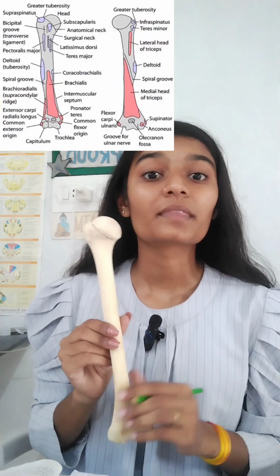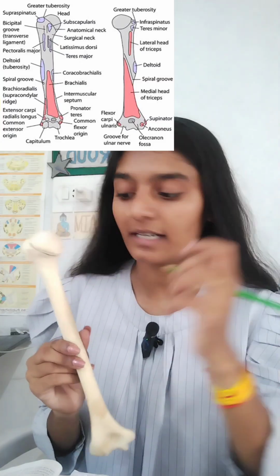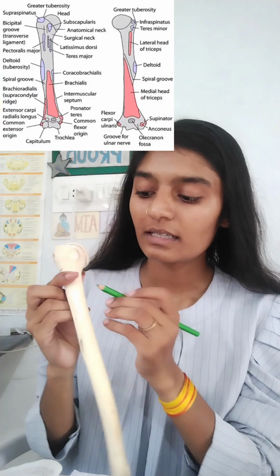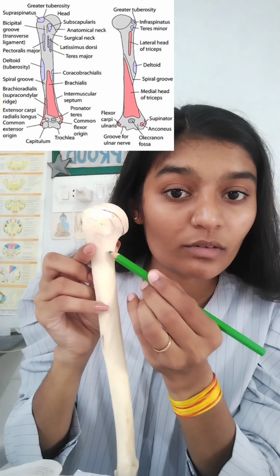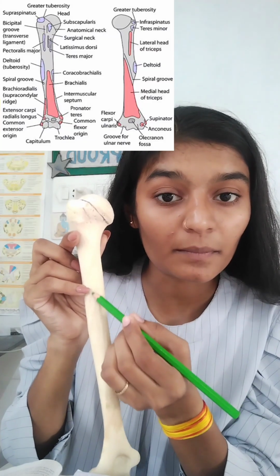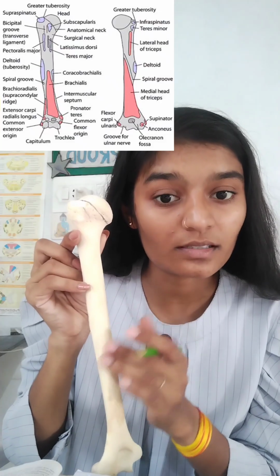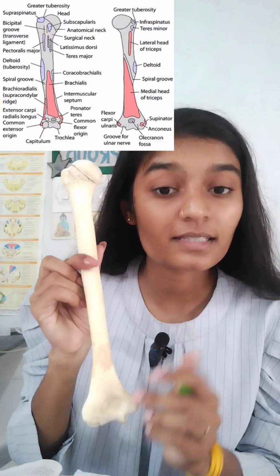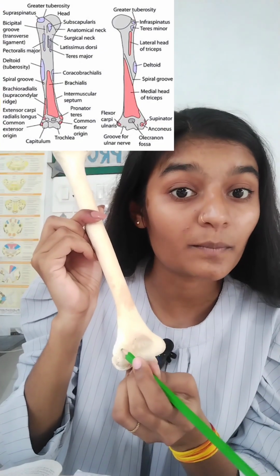And next, the triceps brachii has three heads. This is the radial groove. Above the radial groove the lateral head of the triceps brachii originates, and below the radial groove the medial head of the triceps brachii originates on the posterior surface. And one more muscle is anconeus. It originates from the lateral epicondyle of the humerus on the posterior surface. These are all the origins and insertions of the humerus bone.